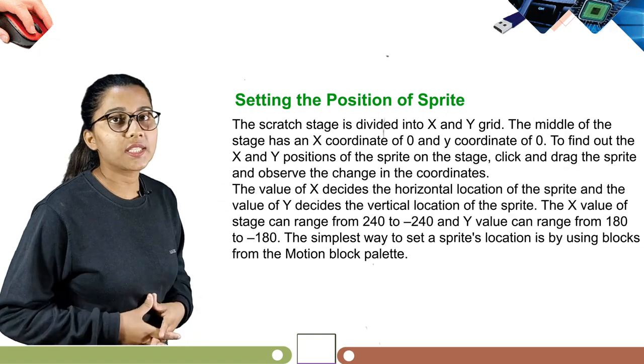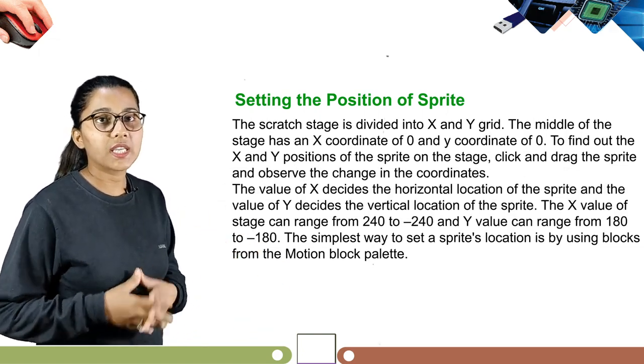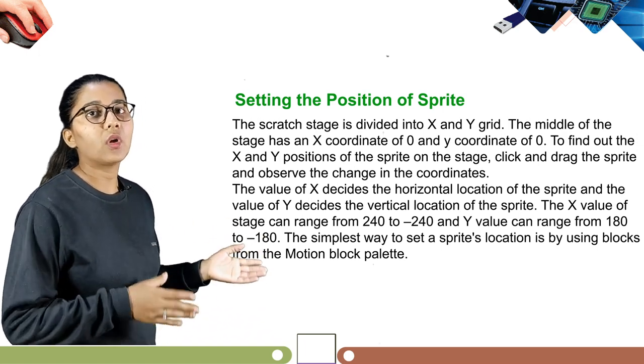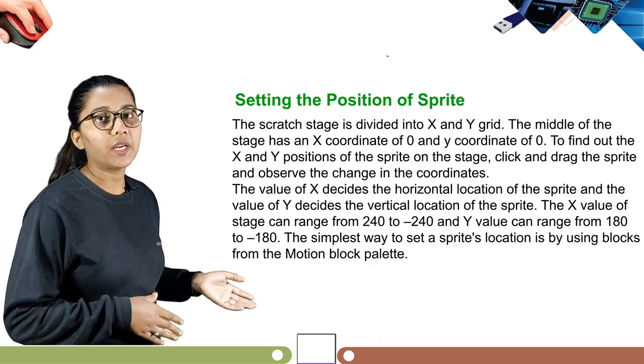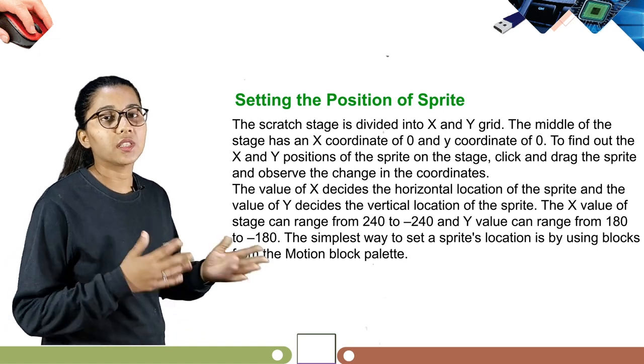The Scratch stage is divided into X and Y grid. The middle of the stage has an X coordinate of 0 and Y coordinate of 0. To find out the X and Y position of the sprite on the stage, click and drag the sprite and observe the change in the coordinates.